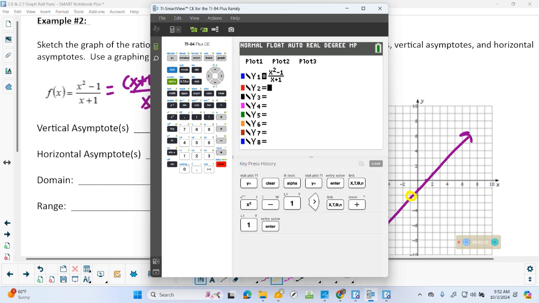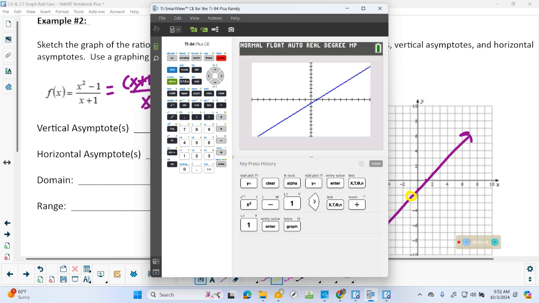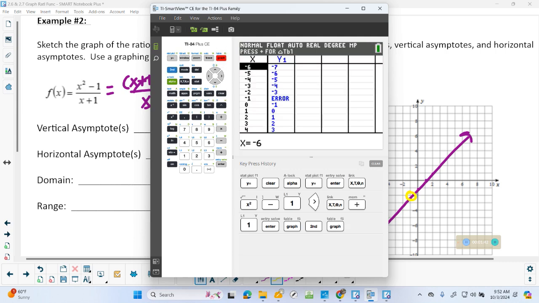Now, when I hit graph, this isn't going to be anything exciting. There's our diagonal line. Now, I know some of you, probably in the back hard to see, but do you look through that blue diagonal line? Do you see the hole anywhere? No. Okay. Why would Texas Instruments make it easy on us? So first, obviously, you can always check your table, and you see that error message there. That should be a key point that you have a hole in this graph.